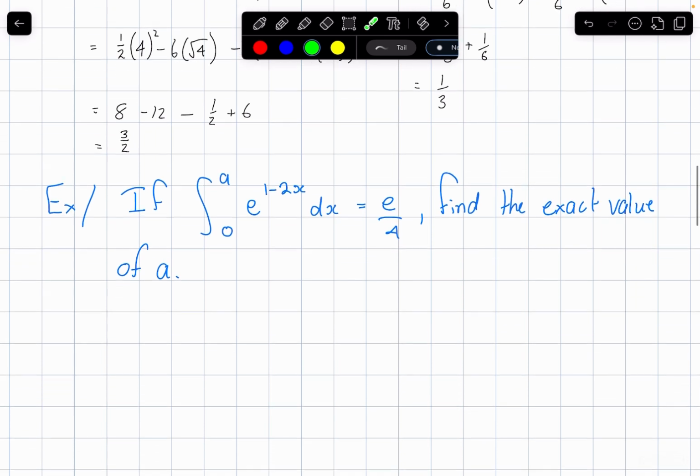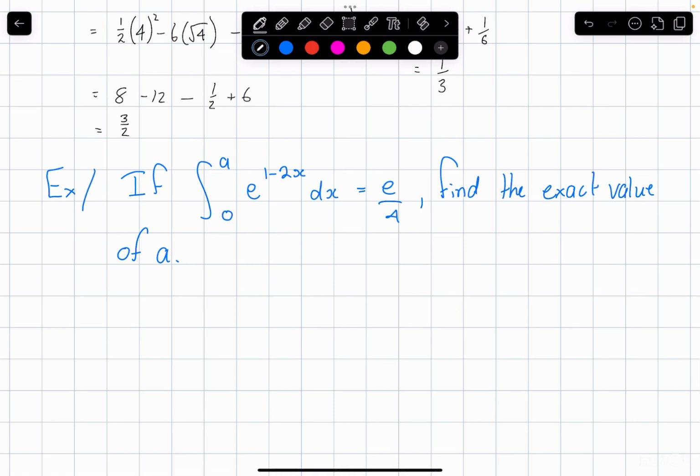So let's have a look at this question. So we want the integral from 0 to a of e to the power 1 take 2x dx equals e over 4. So we know what the fundamental theorem of calculus is going to give us. It's going to give us e over 4. So now we can find this a value. So first of all, let's integrate our function. So we write the same exponential and we divide by the thing in front of x, which is negative 2. Now this is evaluated at a and 0, and we know it's equal to e over 4.